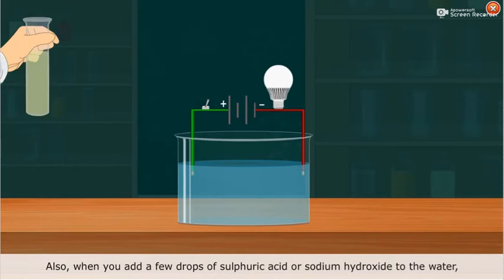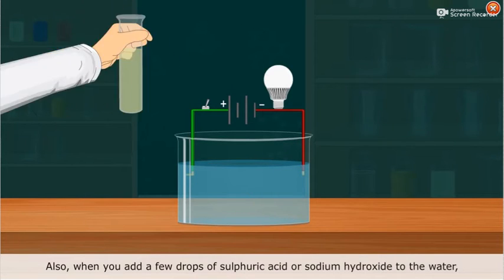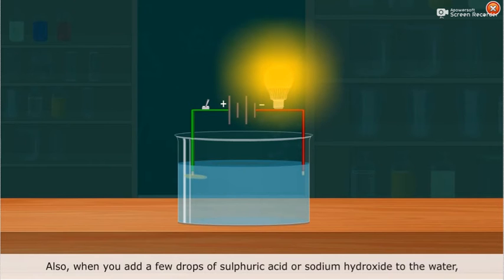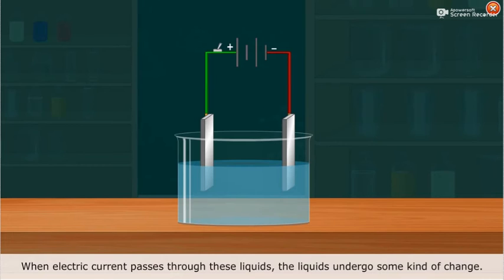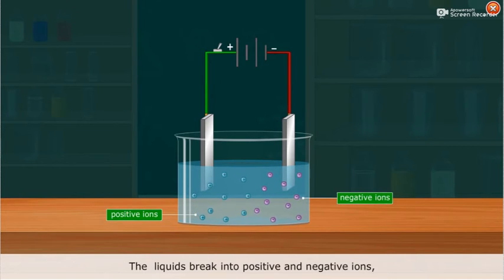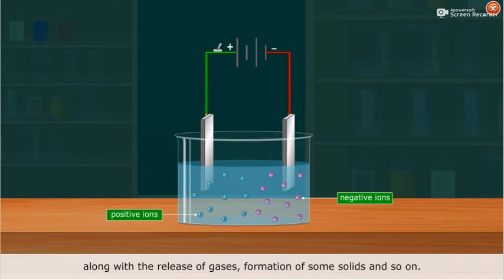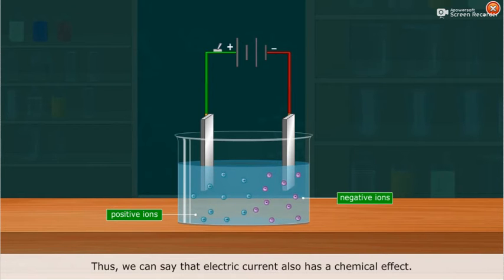Also, when you add a few drops of sulfuric acid or sodium hydroxide to the water, you will find that the solutions conduct electricity. When electric current passes through these liquids, the liquids undergo some kind of change. The liquids break into positive and negative ions, along with the release of gases, formation of some solids, and so on. Thus, we can say that electric current also has a chemical effect.